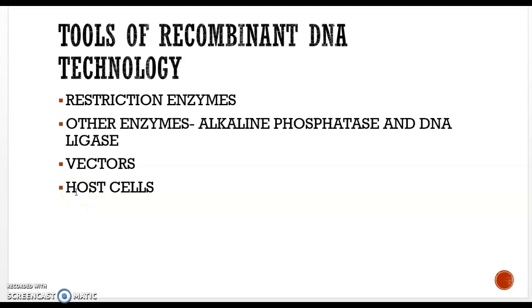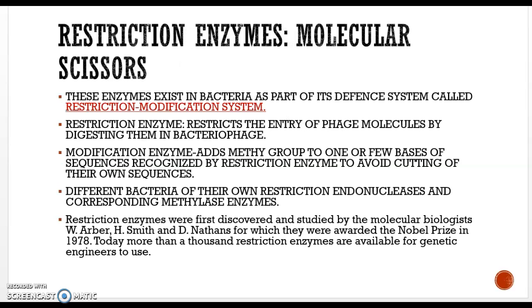Then what are the tools of recombinant DNA technology? Restriction enzymes, other enzymes like alkaline phosphatase and DNA ligase, vectors and host cells. These are the four major things which are required for the formation of recombinant DNA. First, we'll deal with restriction enzymes. These enzymes are also known as molecular scissors. Why? Because they are used to produce cuts at the molecular level.